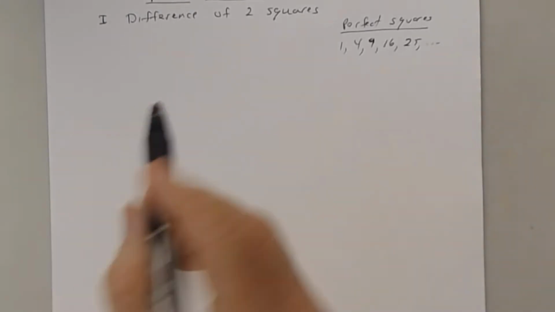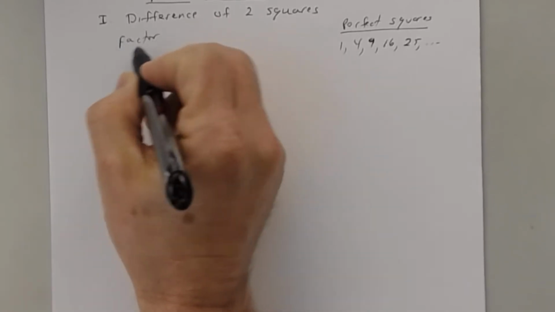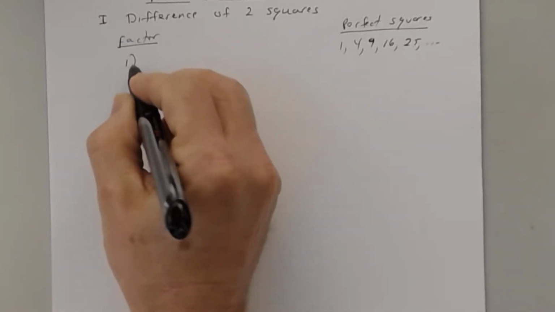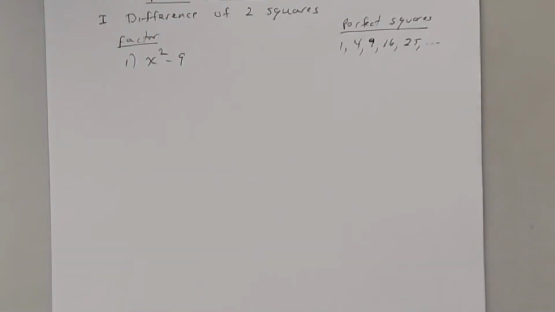Okay, so in number 1, you want to factor these. Now, these are going to be the difference of two squares. And so number 1, you have x squared minus 9. Now, that's not a trinomial. So remember, what we've been dealing with the last week and a half to 2 weeks have been factoring trinomials. This is a binomial. Why is this a binomial? It has 2 terms.